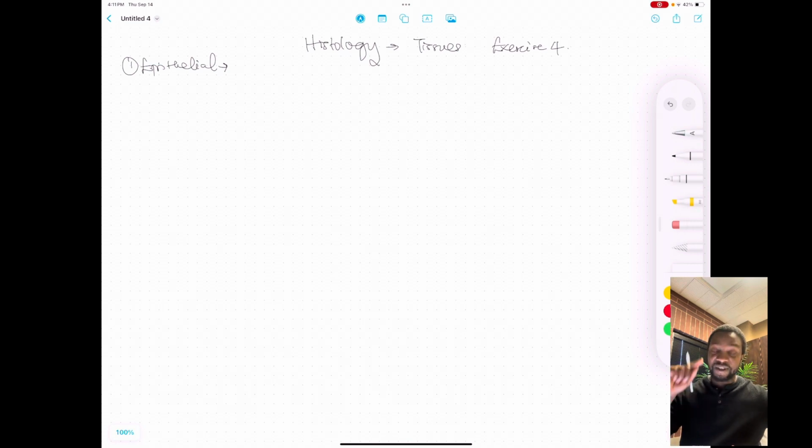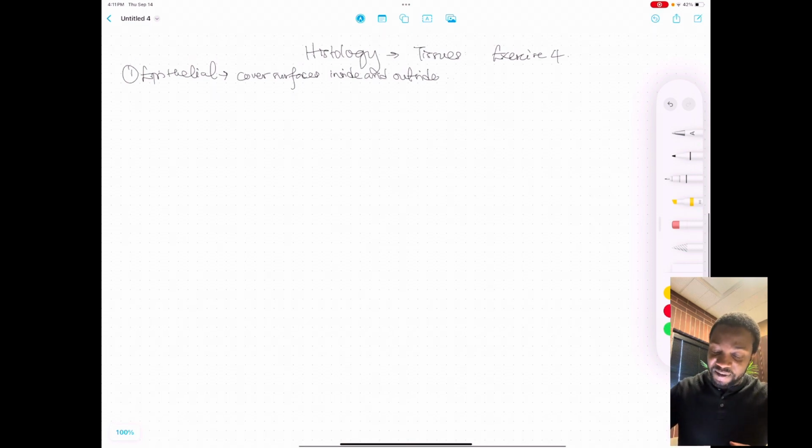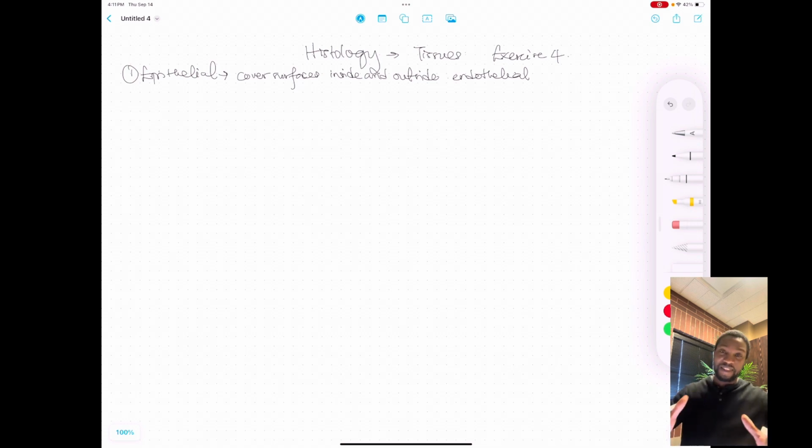Epithelial tissue is the first type of tissue. This epithelial tissue covers surfaces, inside and outside. So the surface of your skin, of your hair, of your nails, and also of your gut are covered by epithelial tissue. Even your blood vessels. The blood vessels are covered in endothelial tissue, which is a type of epithelial tissue. So those are epithelial tissue. They cover surfaces. We'll come back to that.